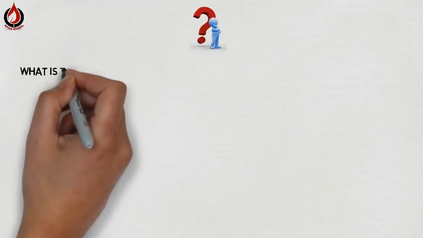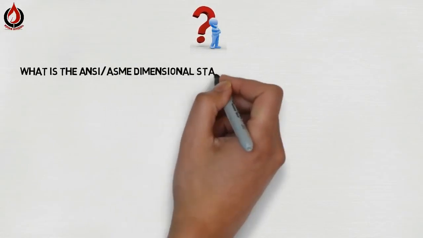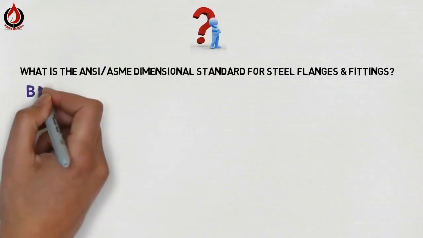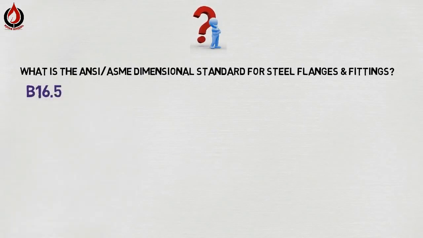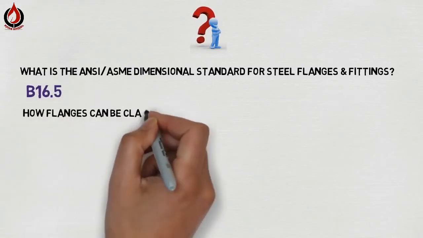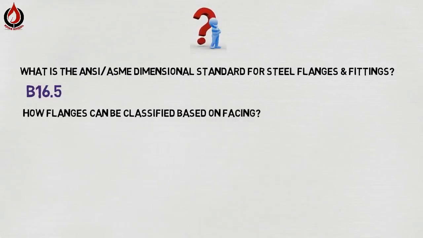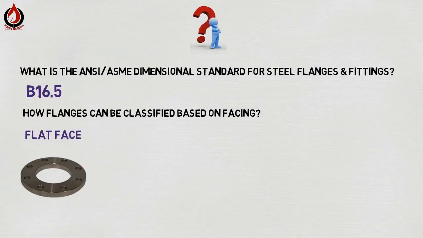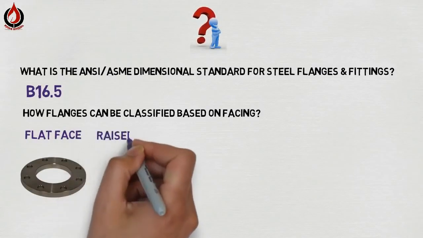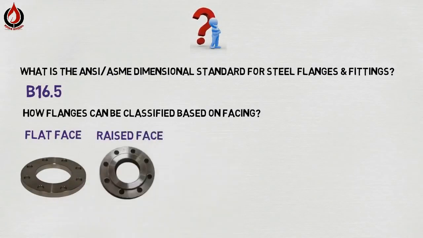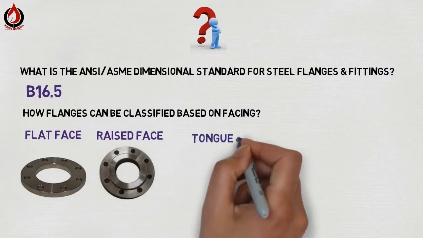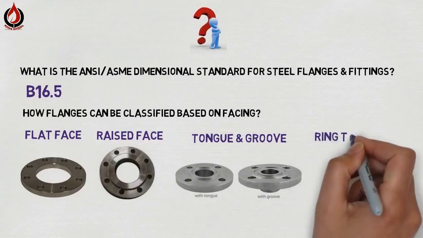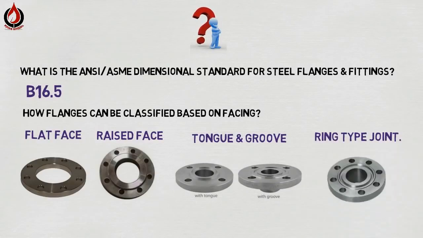What is the ANSI ASME dimensional standard for steel flange and fittings? B16.5. How can flanges be classified based on facing? Flat face, raised face, tongue and groove, and ring type joint.